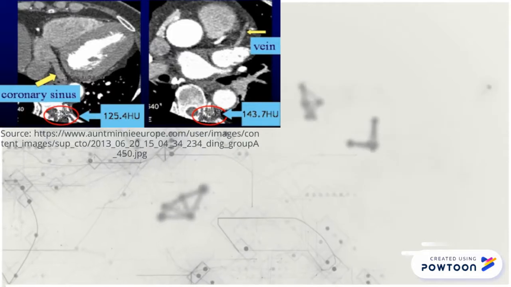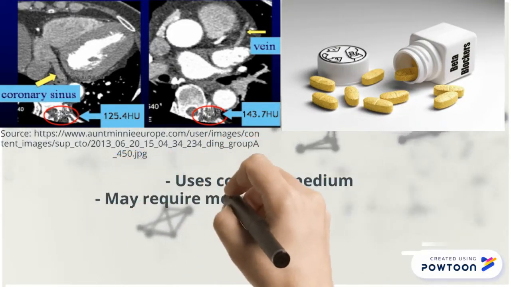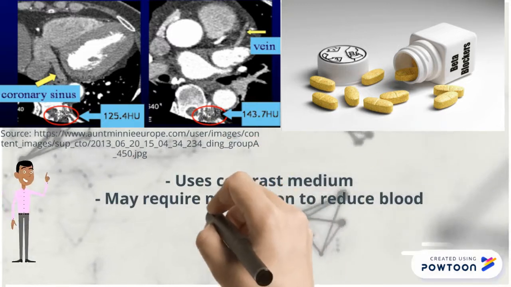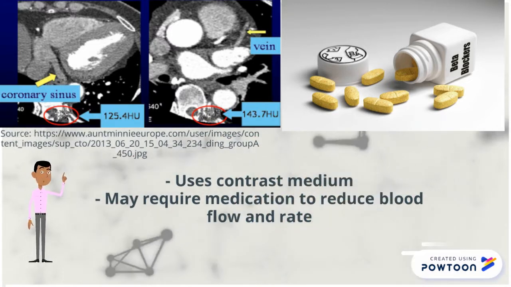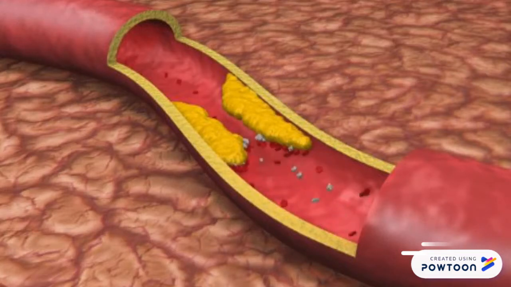CTCA uses contrast medium injected into the veins, usually in the arm, to increase the density of the blood in the vessels and allow the structure of the vessels to be imaged clearly. Sometimes medication to reduce blood flow and heart rate is also administered to further improve clarity of images. CT coronary angiography is very effective in diagnosing and monitoring narrowing of arteries and blockages.